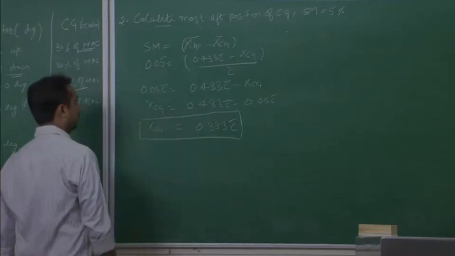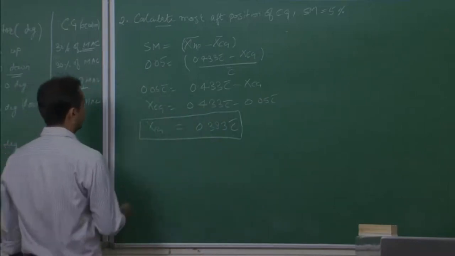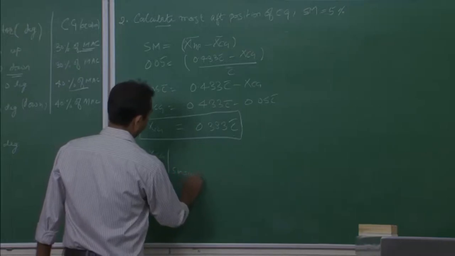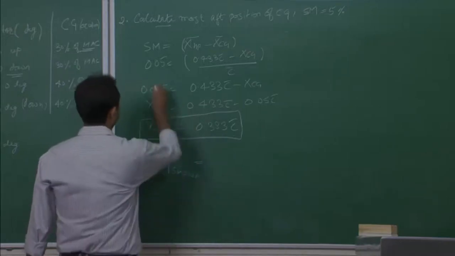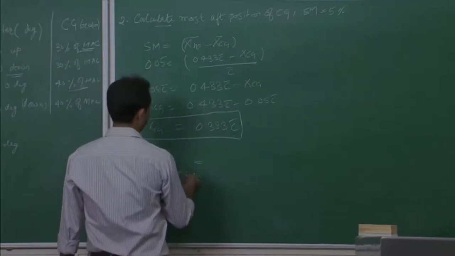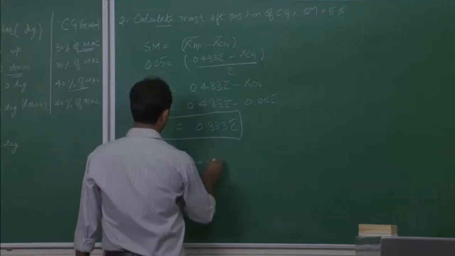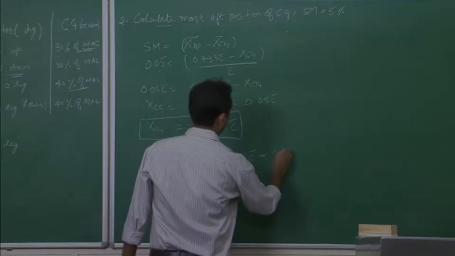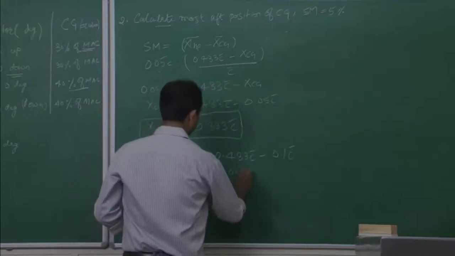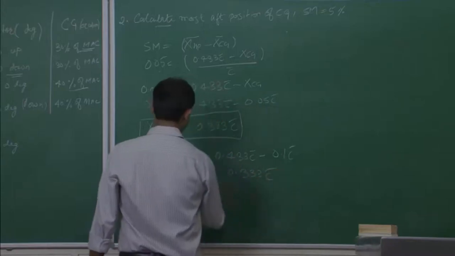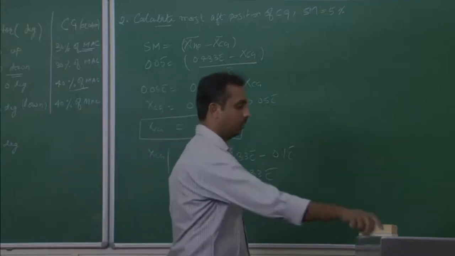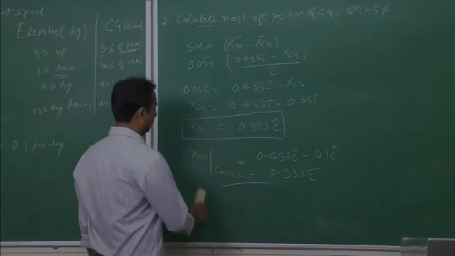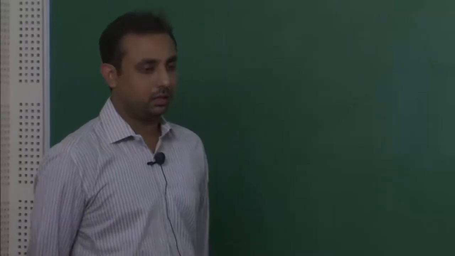So you can calculate for any value of static margin. For instance, if I want to calculate XCG at static margin 10%, then instead of 0.05 you will substitute 0.1, so XCG will be 0.433 C bar minus 0.1 C bar, which will give 0.333 C bar. So this concludes your first problem. Now we will look at a second problem, and we will see what all the information we get from that. Let us look at a second problem.